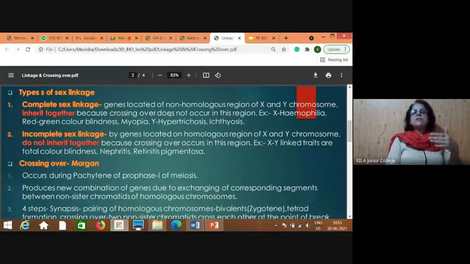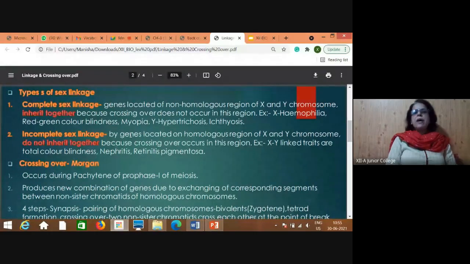The genes which are located on the non-homologous region of the X and Y chromosome inherit together because crossing over does not occur in this region. And these are the examples of the non-homologous region of the X chromosome and the non-homologous region of the Y chromosome. Now, what is incomplete sex linkage, that we will see.